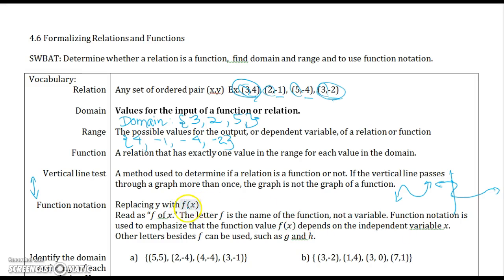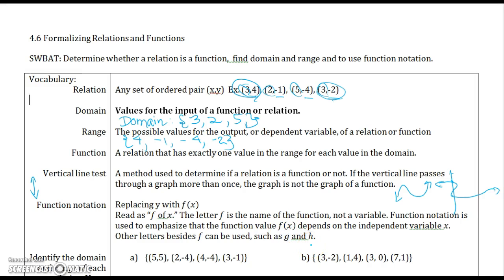You can't divide this by x because this is the function. This is its name. This is its new government name. Y is kind of like the nickname of it. Function notation is used to emphasize that the function value of f of x depends on the independent variable x. This function f of x, which we used to just call y, depends completely on x. Whatever x is will determine what f of x is.